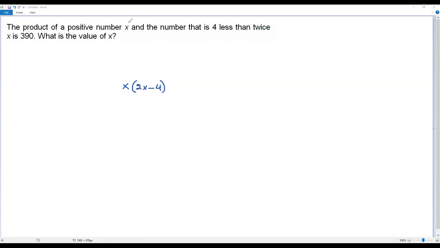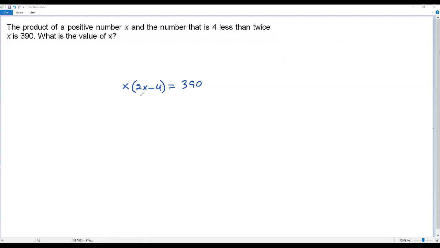So now I multiply the number x and the number given by the expression 4 less than twice x, that is 2x negative 4. The product equals 390 according to the question. So in this equation we have to solve for x. Clearly it's a quadratic equation because when I multiply x and 2x, I'm getting 2x square. Now let's get this quadratic equation in standard form, that is ax square positive bx positive c equals 0. Standard form means we get everything on one side of the equation, and on the other side we must have 0, so that we can solve the quadratic equation easily.